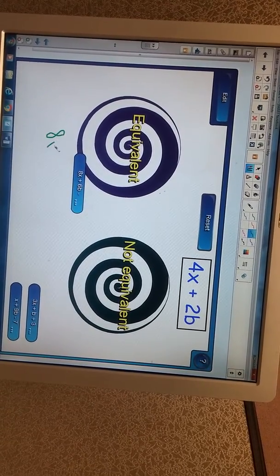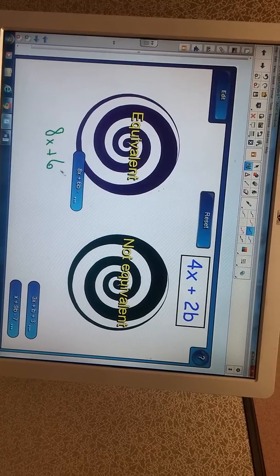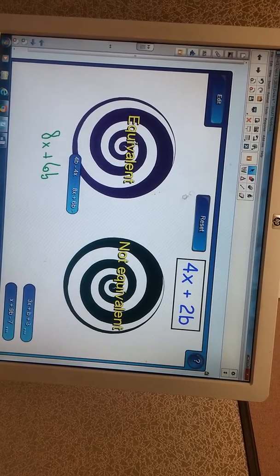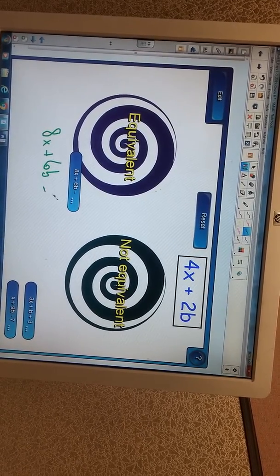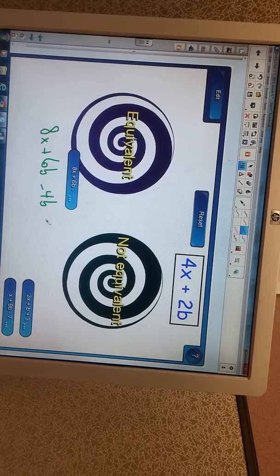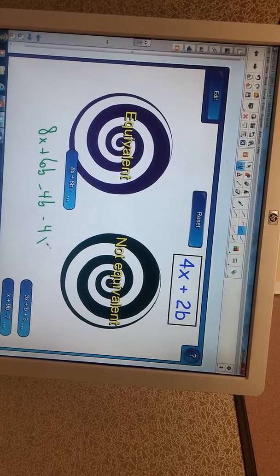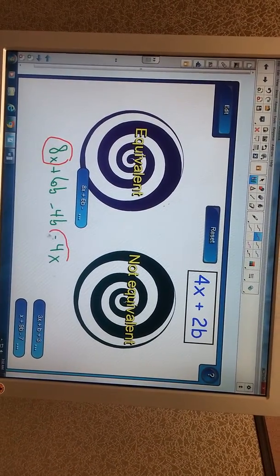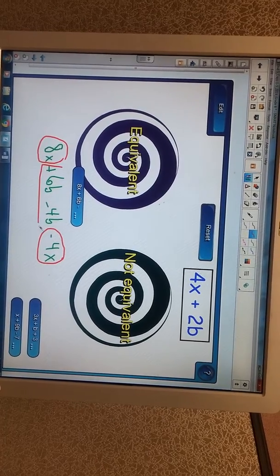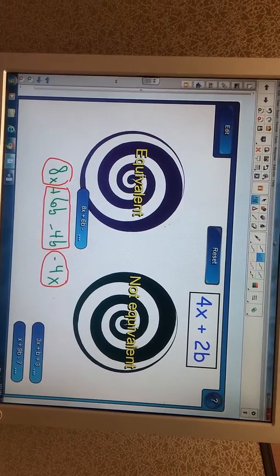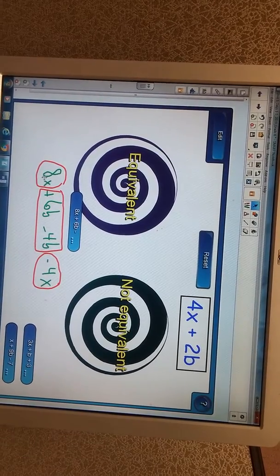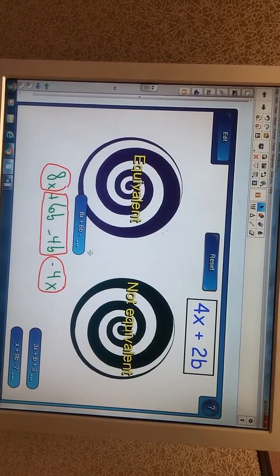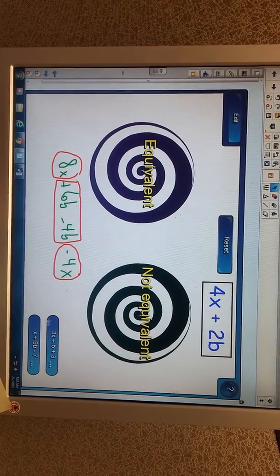It's 8x plus 6b, and then I got to scroll a little bit to get to the rest of it, minus 4b minus 4x. So when you take a look at this and you actually code this, you have 8x and then you're taking away 4x. You have 6b and you're taking away 4b. So look, again, when I coded this, there's nothing floating around. 8x minus 4x is 4x. 6b minus 4b is 2b.